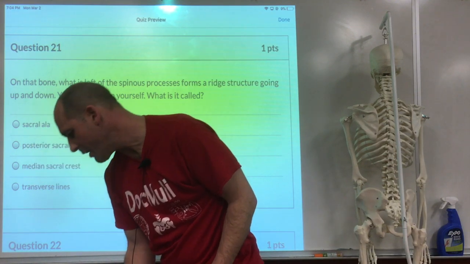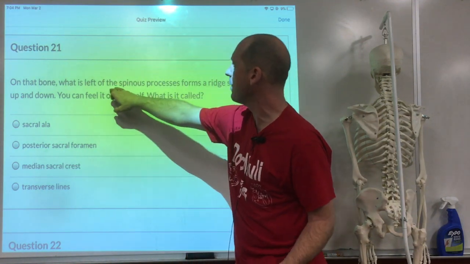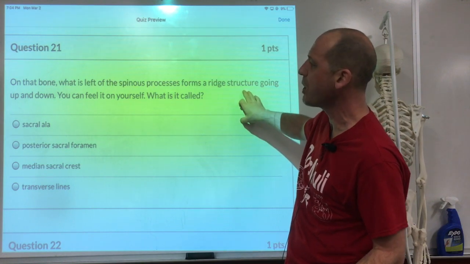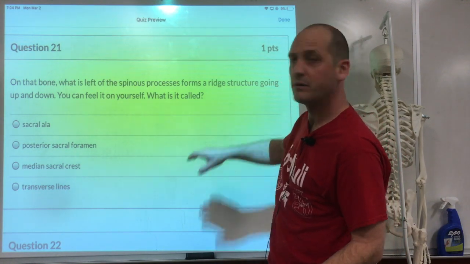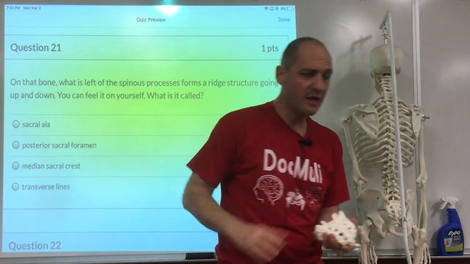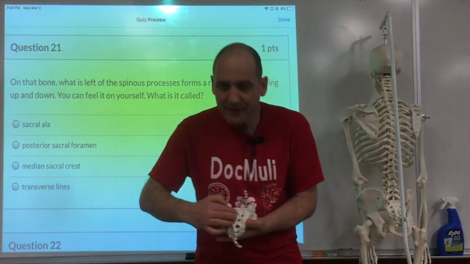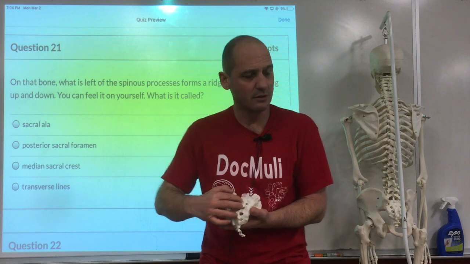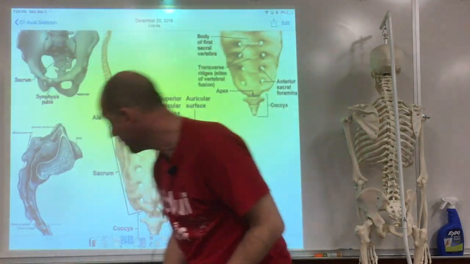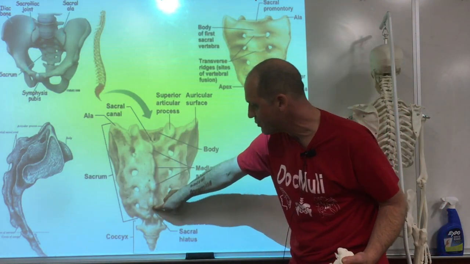On that bone, what is left of the spinous processes that forms a ridge structure going up and down? Median sacral crest. So if you feel yourself in the back, there's bumps. The ones in the middle, right here, that's the median sacral crest. When you look here, we have the sacrum from the back, that's that crest, fused vertebrae.